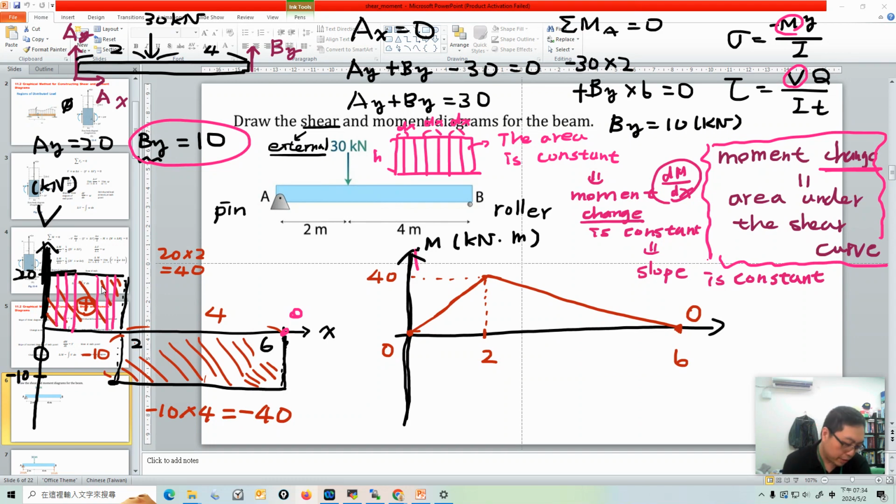This is the simplest example, and later I will show you other more complicated examples for shear moment diagram, and talk about things you need to notice when drawing the shear moment diagram.